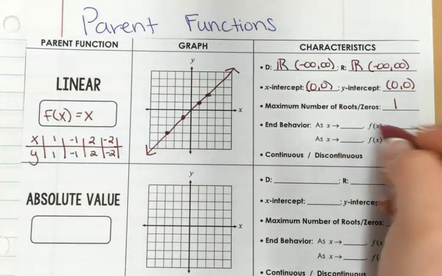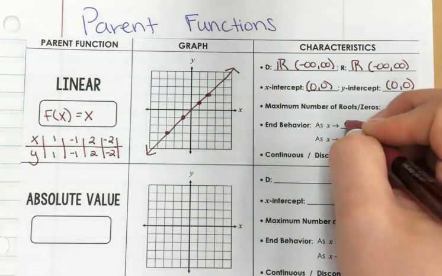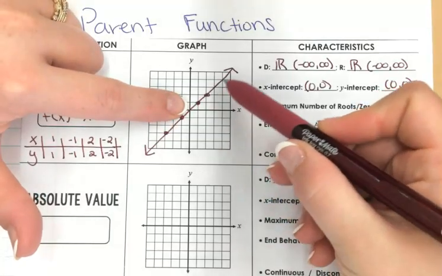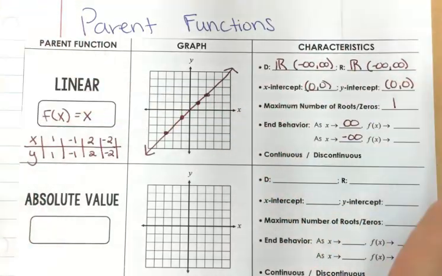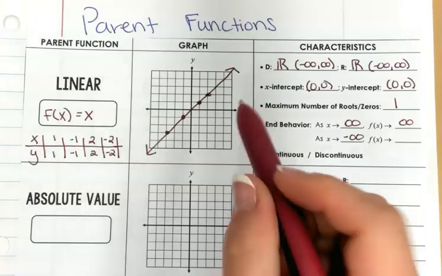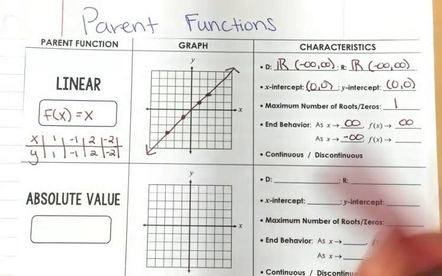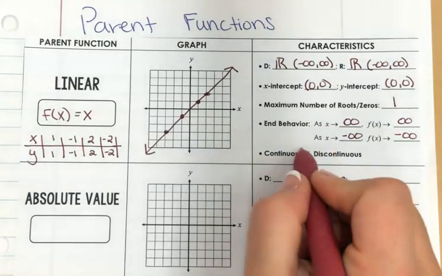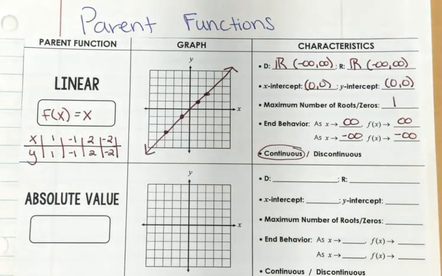And then end behavior, so as x is going off to positive infinity and negative infinity, what's happening to my y values? Well, as x is increasing positively, so is y. And as x is increasing negatively, y is also doing the same thing. And then my graph is continuous because I can draw it without ever having to pick up my pencil.